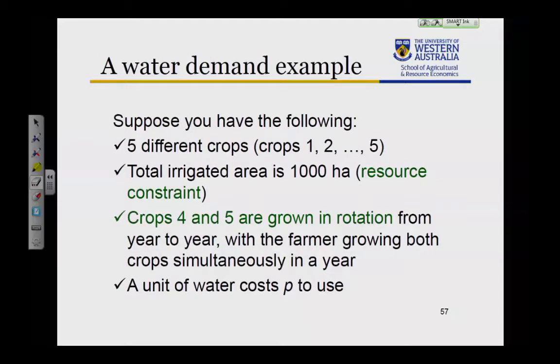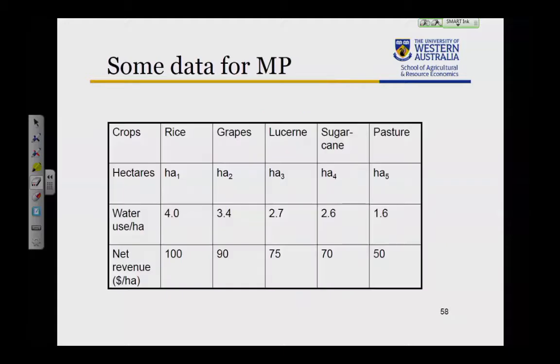So the most effective way to see what happens here is to use an example. Suppose you have 5 different crops and you have 1,000 hectares and you have some other constraint. To make it interesting, let's say crops 4 and 5 are grown in rotation, which means what was in crop 4 this year has to be in crop 5 next year and so on. So they have to be alternating, and water costs something and the price is P. So what are our choice variables here? How much land to allocate to the different crops. And we need to know how much water each crop uses, because water is part of the story, and how much net revenue we make from each land use.